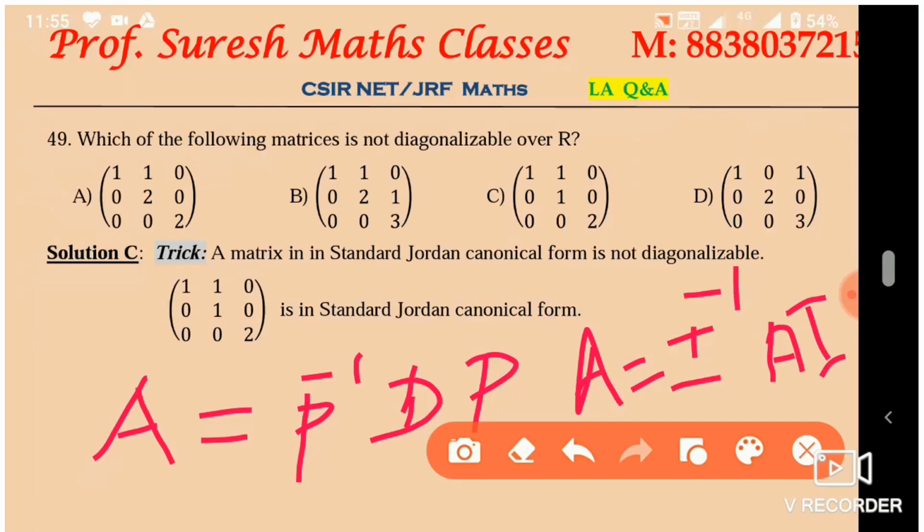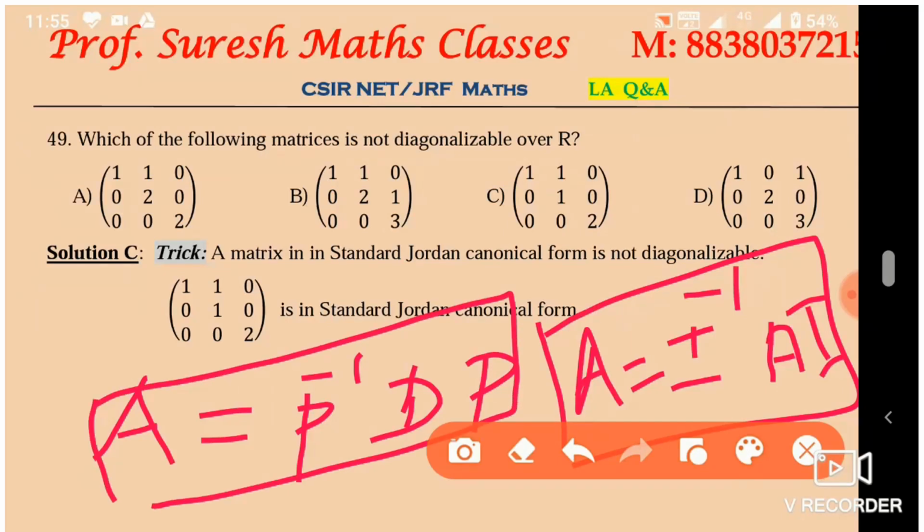So every diagonal matrix is diagonalizable. Suppose a matrix is not a diagonal matrix, we have to check whether we can convert this A into this form P inverse D P. If we can write it like this, we say the matrix A is diagonalizable. See the actual meaning. Diagonalizable does not mean the matrix must be diagonal. Every diagonal matrix is diagonalizable, but the converse is not true.